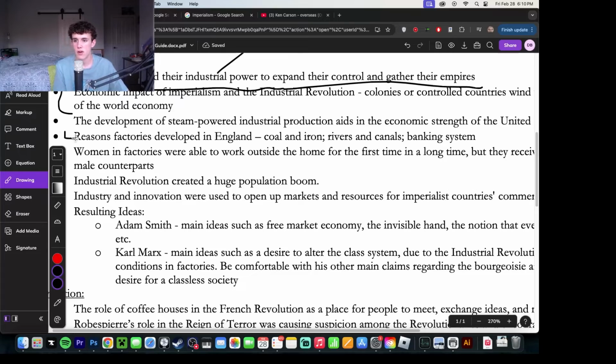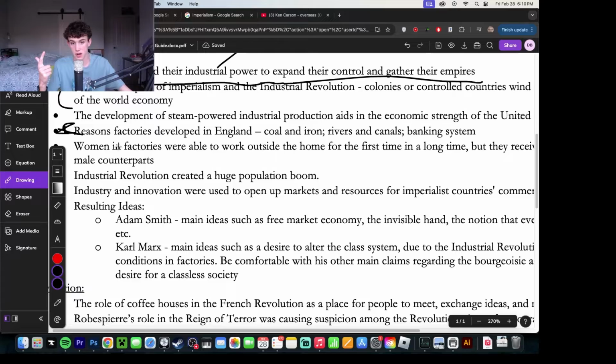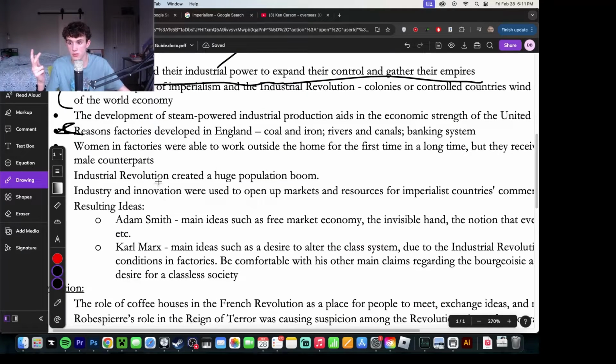So the reason factories developed in England, you need to know this. I was just talking about this. You need to know this. Coal and iron, rivers and canals, and a banking system. Oh, what are these three things?